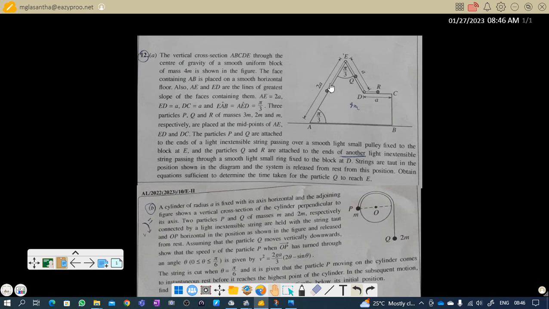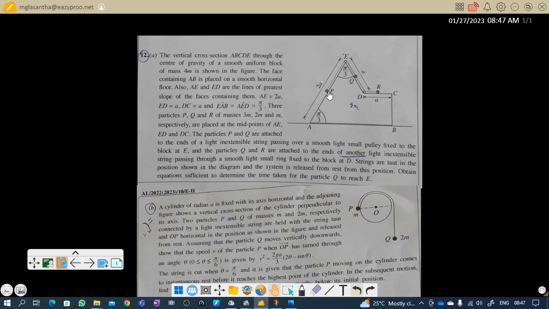In the first part, you don't need to find the acceleration, but you have to write down only the equations to determine some quantity, right? So let's see, this is question number 12, part A. A block is given. There are three particles, P, Q, and R, placed on these surfaces.